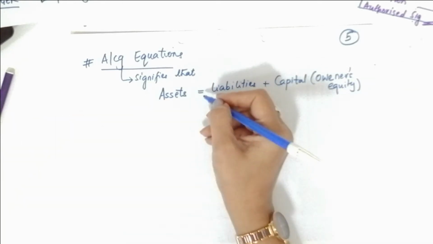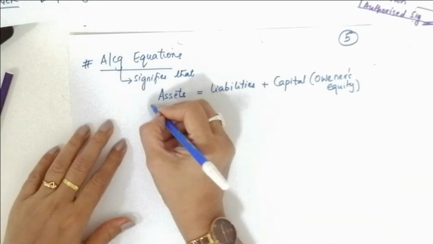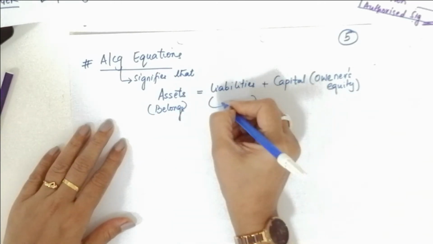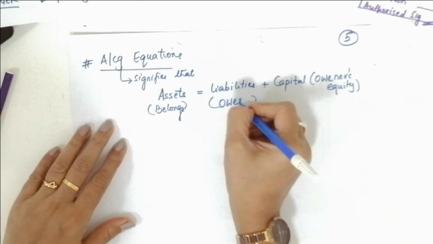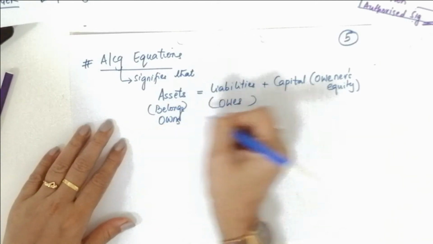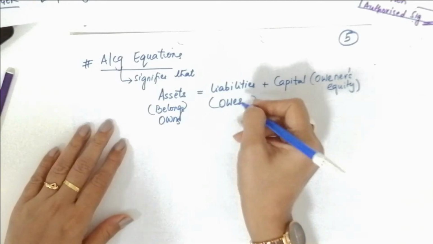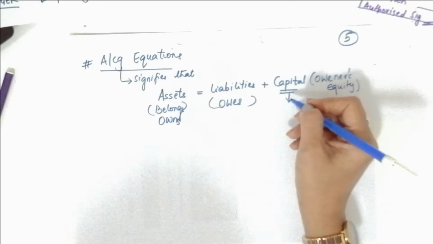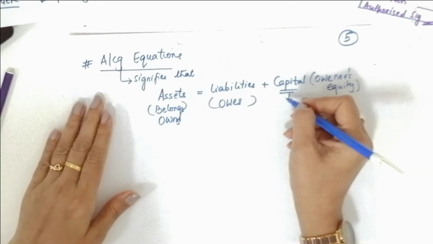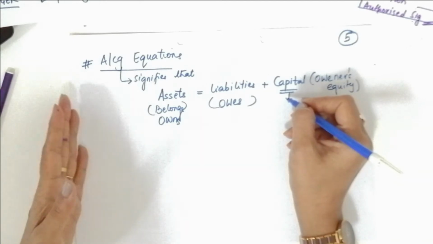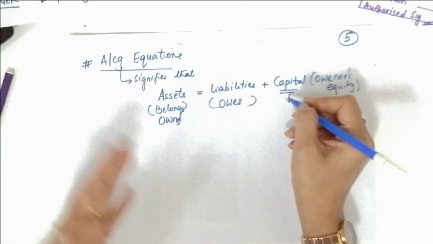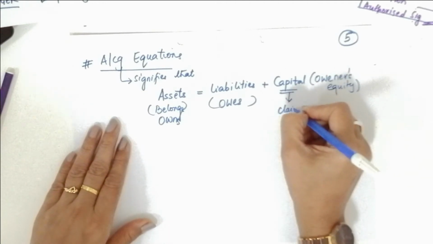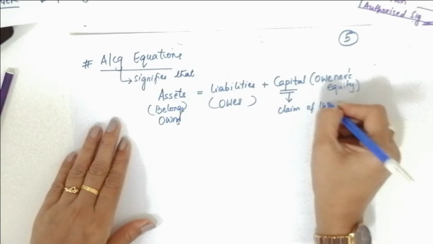Okay? Remember, I have told you earlier, assets are which belong to the company, liabilities are which the company owes. So owns and owes, right? Which I have explained to you. And what is capital? Capital is when the proprietor brings in the money for starting a company, or starting a sole proprietor, sole trading business or partnership. So it is a claim of the proprietor.